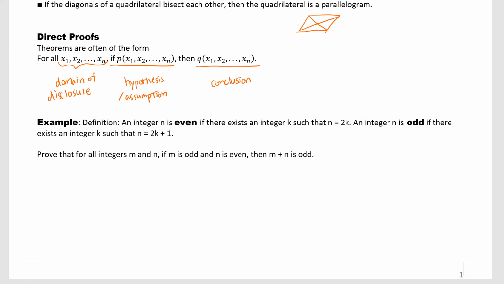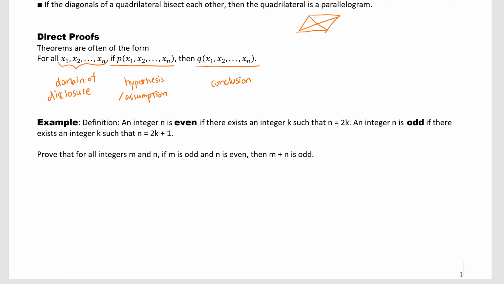So here's an example. We have a definition. An integer n is even if there exists an integer k such that n equals 2 times k. An integer n is odd if there exists an integer k such that n equals 2k plus 1. So this is the definition, and we want to prove that for all integers m and n, if m is odd and n is even, then m plus n is odd.